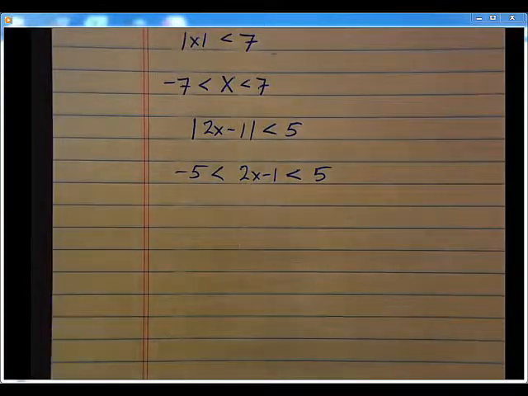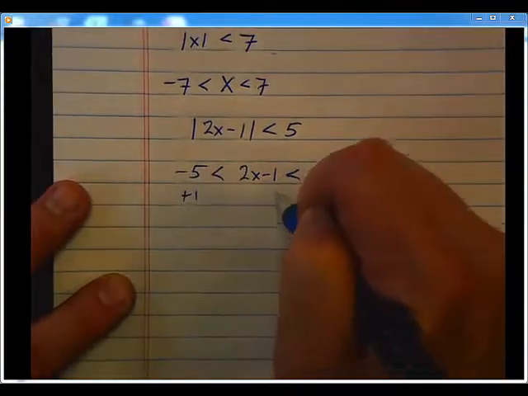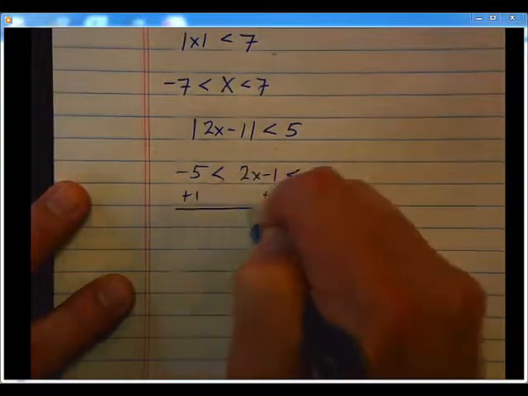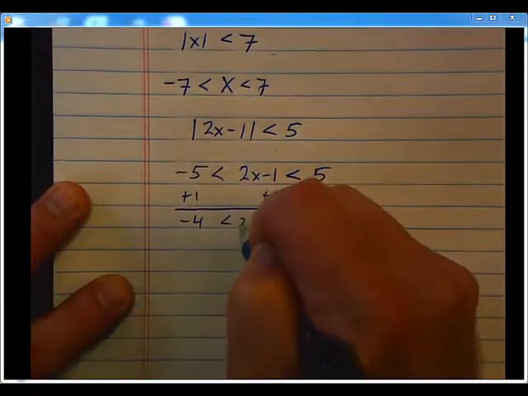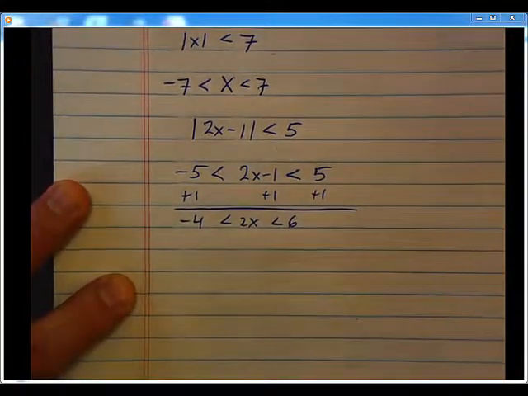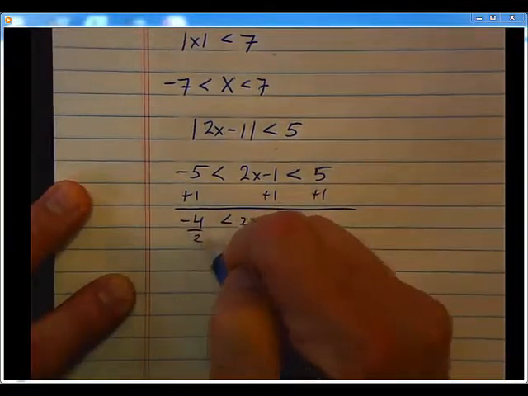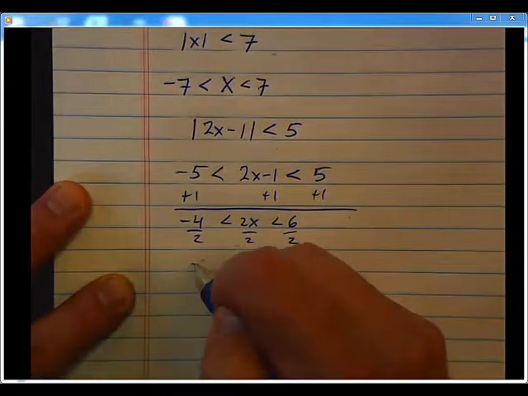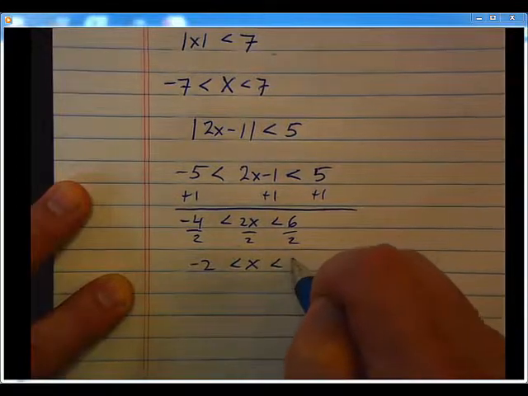What we need to do now, of course, is get the x all by itself in the middle. So we add 1, we do it in all 3 places. We got -4 less than 2x less than 6. And then, of course, divide everything by 2. Our answer would be -2 less than x less than 3.